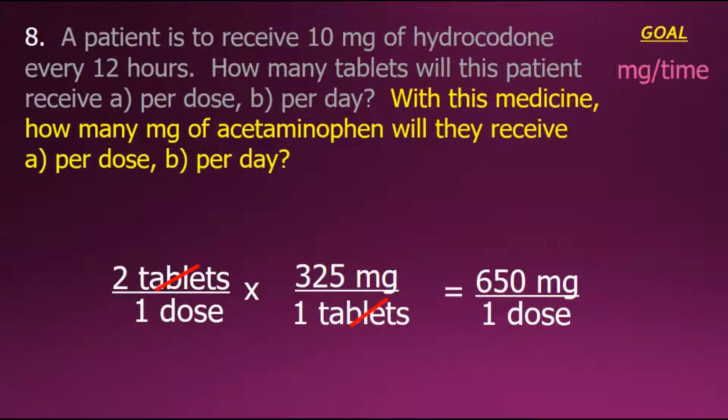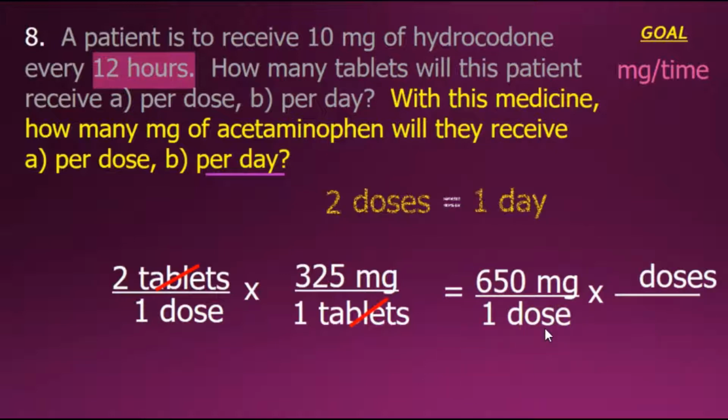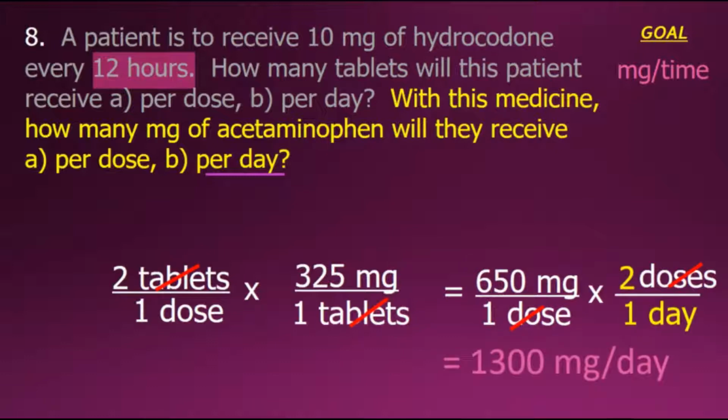To answer the second portion of this problem, which is asking us the number of milligrams of acetaminophen per day, we'll return to the doctor's order of every 12 hours for the time period. To cancel out our unit of dose, we will use 2 12-hour periods in one day for our conversion fraction, placing dose in the numerator and day in the denominator. This allows us to cancel out dose. Performing the multiplication, we have 1,300 milligrams of acetaminophen will be given per day to this patient for our final answer.